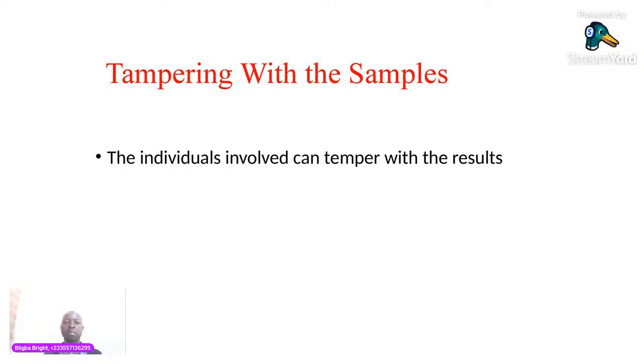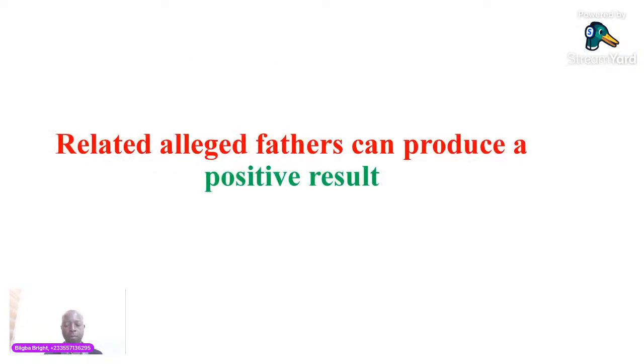Now, tampering with the samples. This one is not any scientific thing, but if any of the individuals involved, let's say the father or the mother or the child, happen to have access to the results, they can tamper with them. They can just put something in it to change the outcome. In a case where the father doesn't want to be proven to be the biological father, or the child doesn't want to be proven to be the biological son, they can tamper with the results. But that is if they have access to the result, and this is very rare. It doesn't happen often, though there's a report that it has happened before.